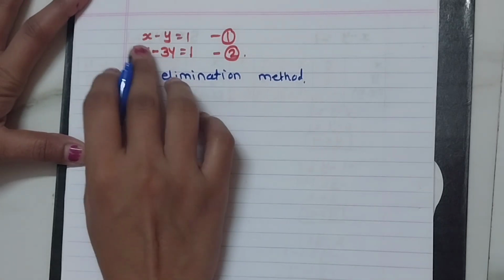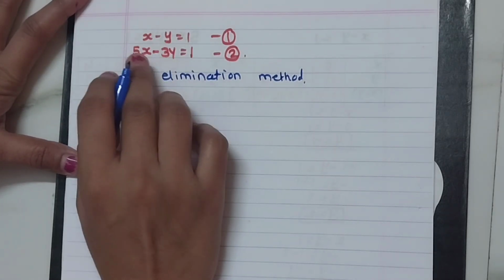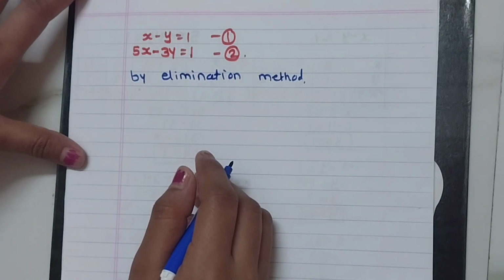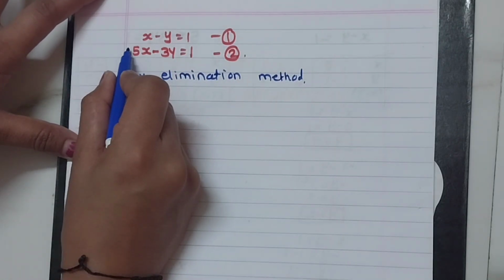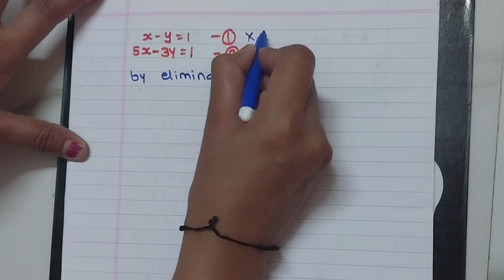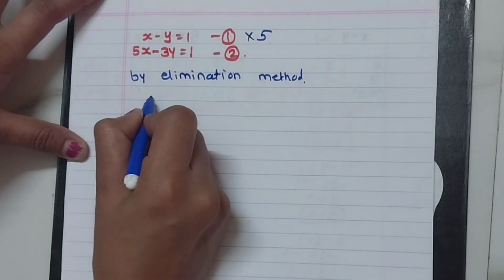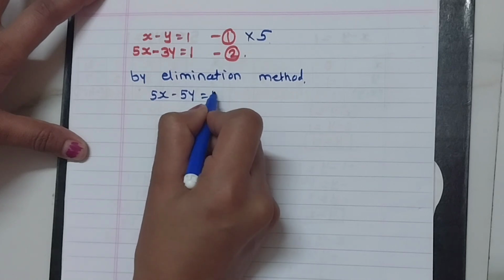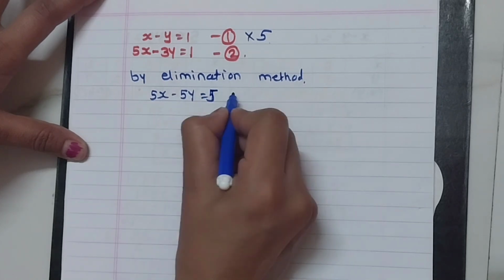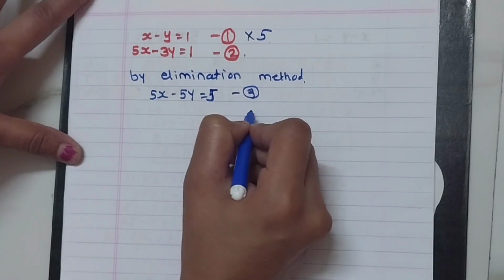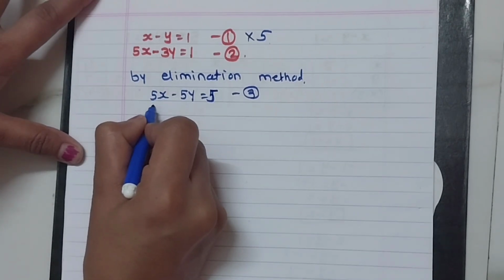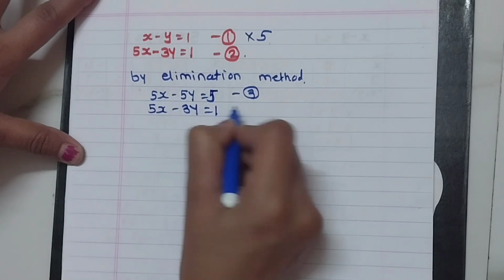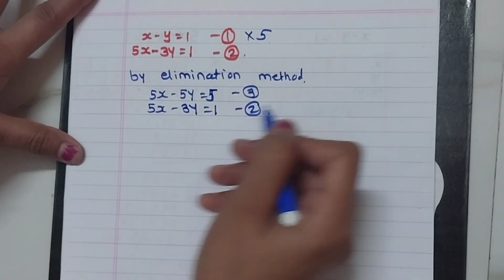So observe these equations. x minus y is equal to 1 and 5x minus 3y is equal to 1. So we multiply equation 1 by 5. So what we get? 5x minus 5y is equal to 5. We call this equation number 3, and equation number 2 is 5x minus 3y is equal to 1.